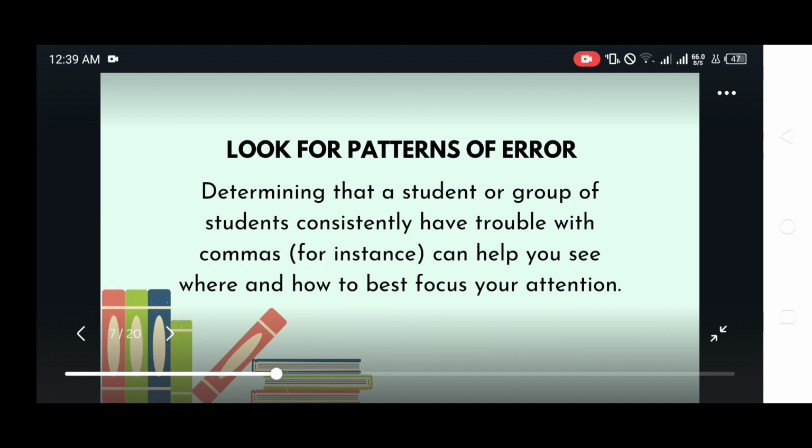The next one is to look for patterns of error. Determining that a student or group of students consistently has trouble with commas, for instance, can help you see where and how to best focus your attention. Perhaps you need to work with a student during office hours, or if it's common enough, you can discuss it in a five-minute grammar lesson.